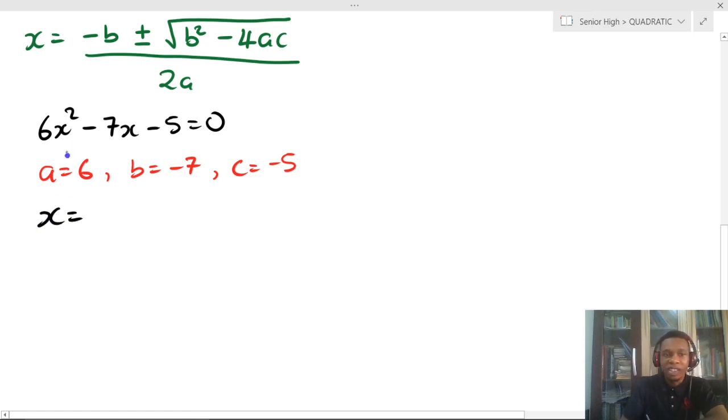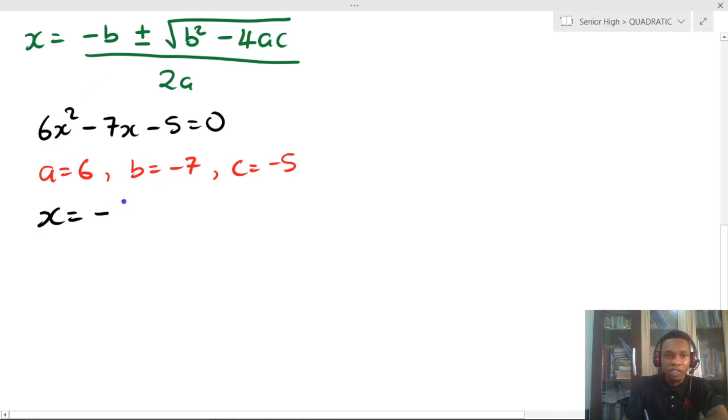now this x can be anything. If peradventure they were using y here, then it would be y is equal to, but right now we're using x as our quadratic variable. So our x is equal to, what's our minus b? Our b now is what? Our b is minus 7, right?